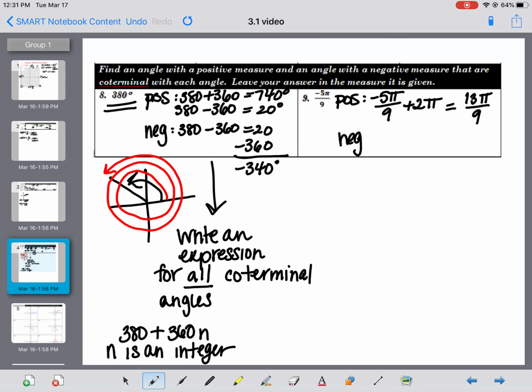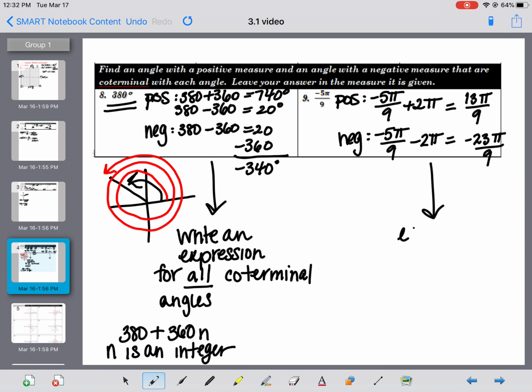For a negative, okay, even though this is already negative, we're going to subtract 2 pi. Okay, and we would get negative 23 pi over 9.